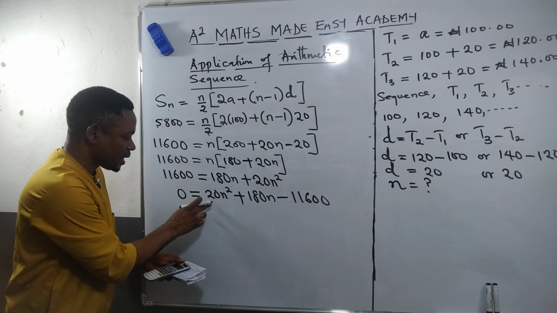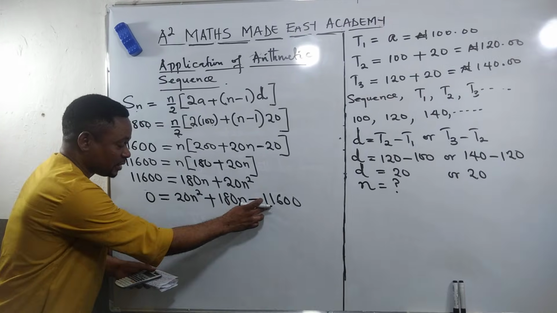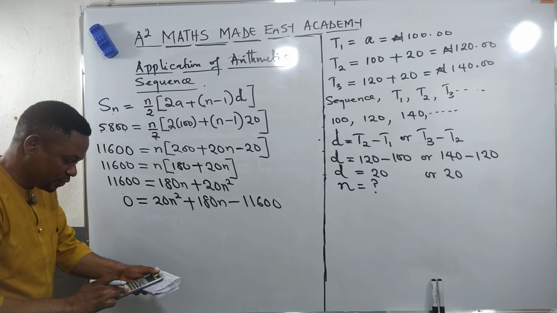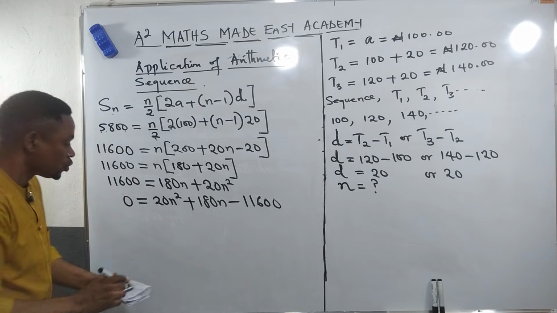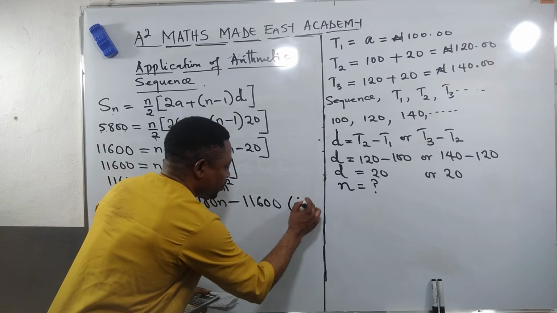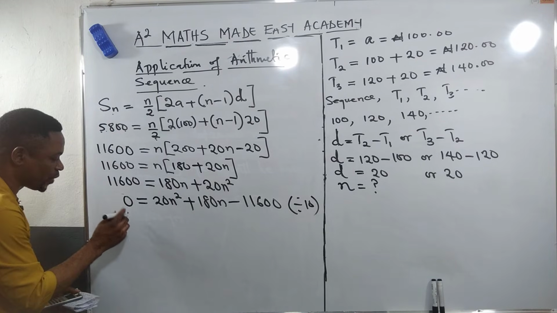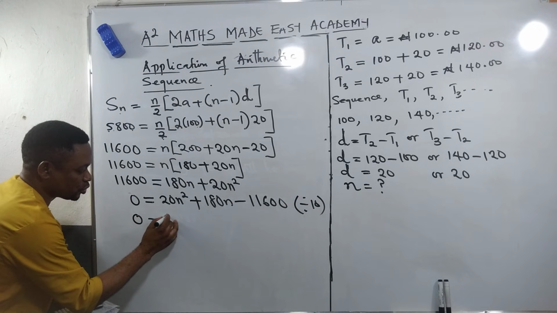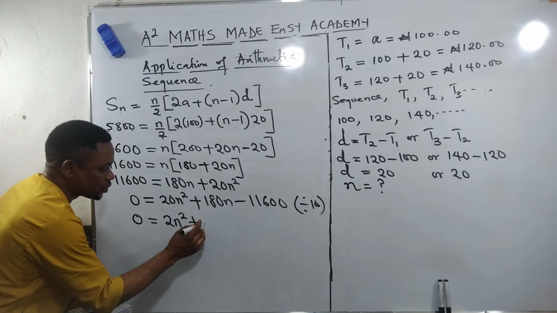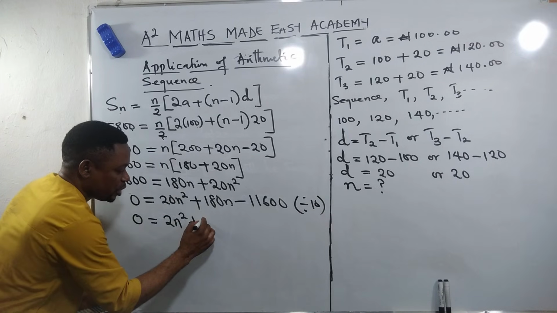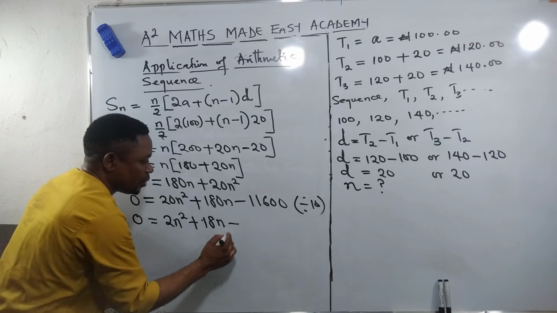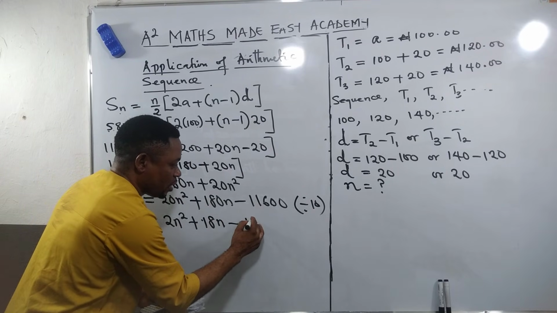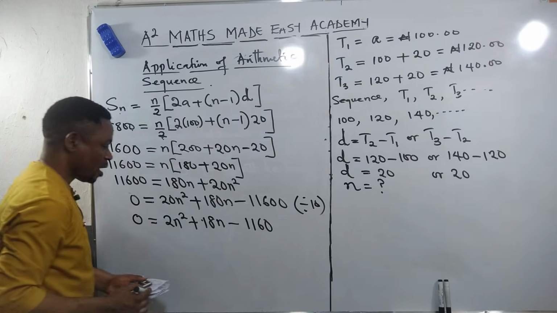Then what do you think can divide this without a remainder? All of them. Can 10 divide? I think so. Now watch this. This is 11600 divided by 10. Wow, it will go. So we divide every term by 10. Now 0 over 10 will give us 0. Then 20 over 10 will give us 2. Then 2n squared plus 180 over 10 will give us 18n minus, punch your calculator, 11600 divided by 10 will give us 1160.